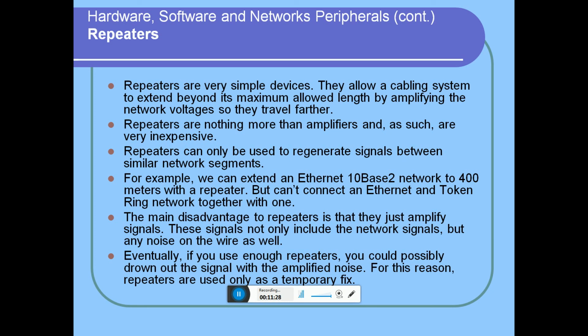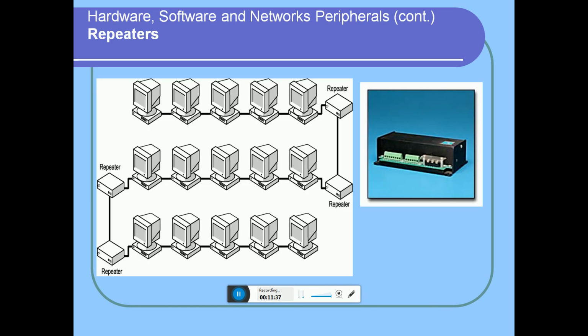The main disadvantage of repeaters is that they just amplify the signal. The signal includes not only the network signal but also noise. This is how repeaters connect and regenerate the signal. This is the repeater diagram.